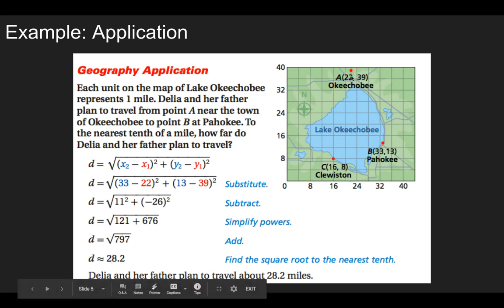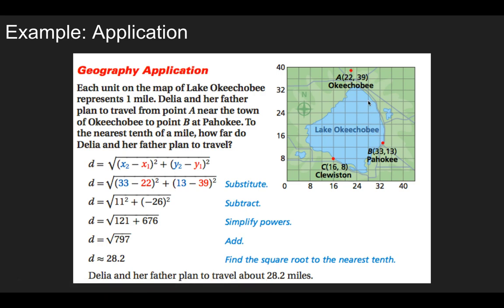28.2 miles. Okay, so remember this is a straight line path, so I'm amused with this problem simply because does that mean we're going to get a boat and we're going to travel across the lake? Maybe, but it doesn't tell us that we're going around the lake, so we assume we're going through it.